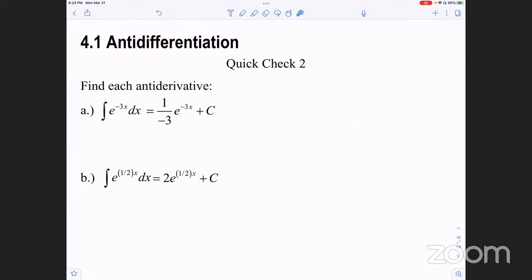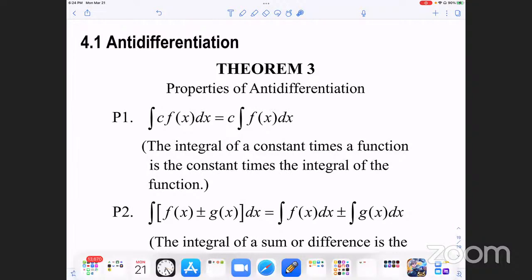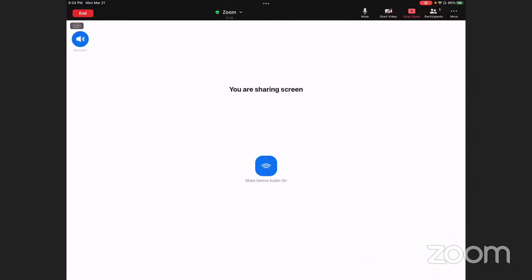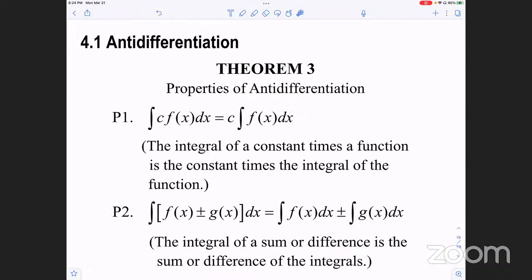I'm going to leave this as an exercise. Zoom really quickly. Good, and there's something going on in the chat. Let's keep going. So we have this theorem 3.